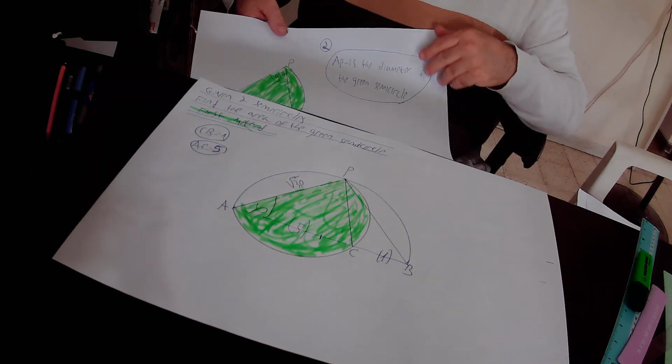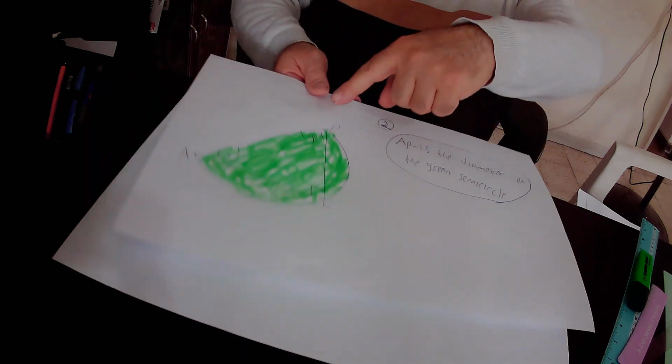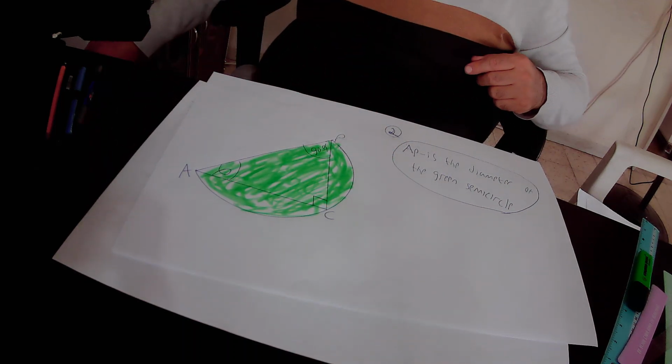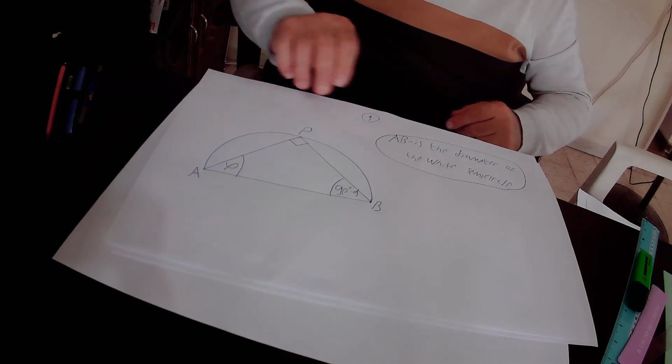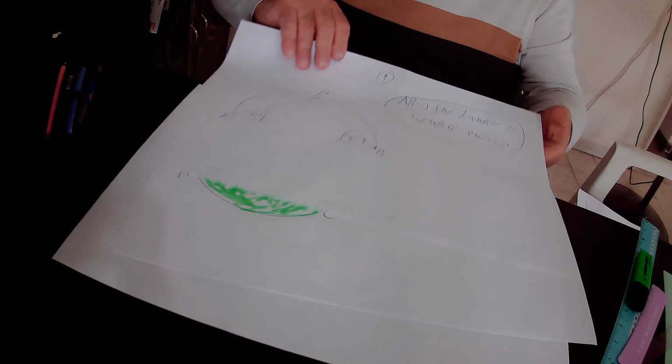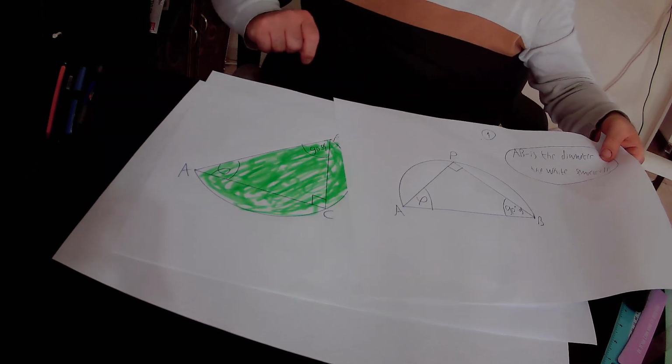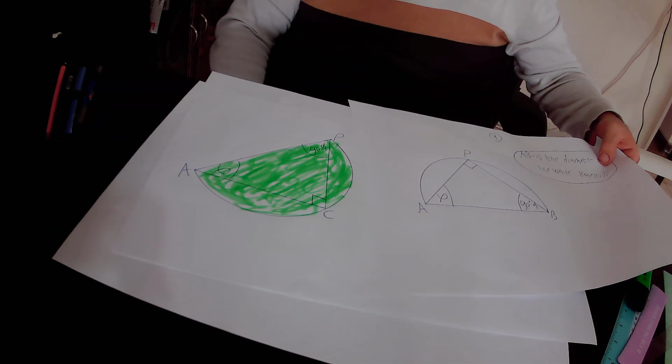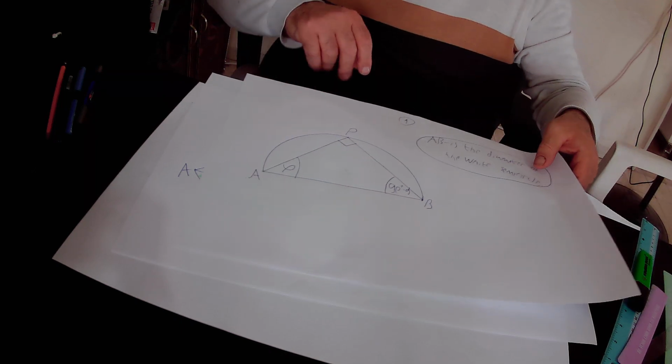In the next step, I copy this green triangle APC and this white triangle APB in a new page, and we prove that those two right triangles are similar to each other according to the angle similarity rule.